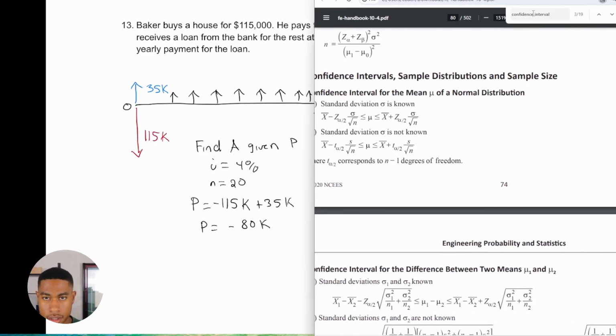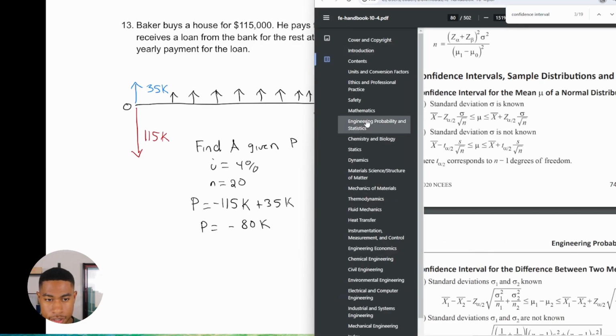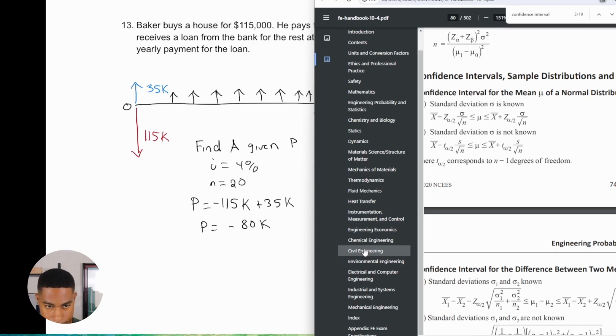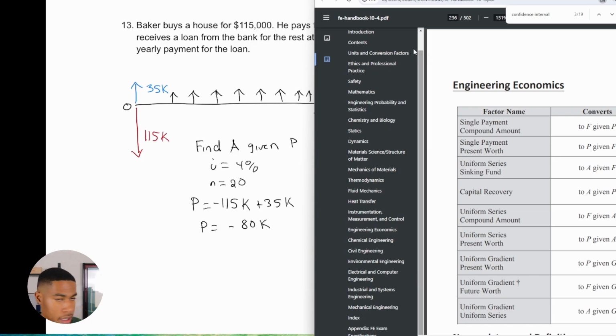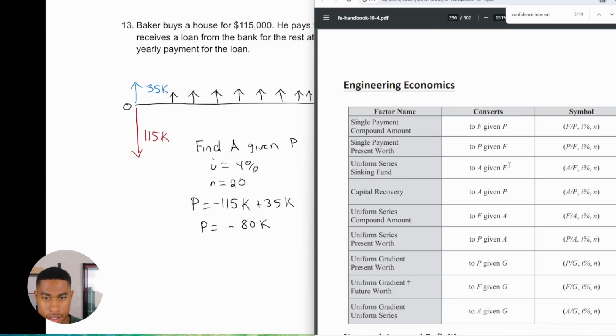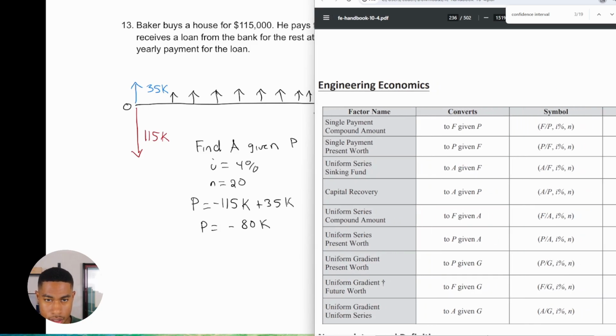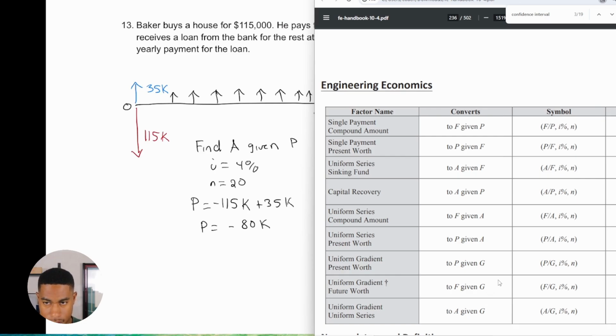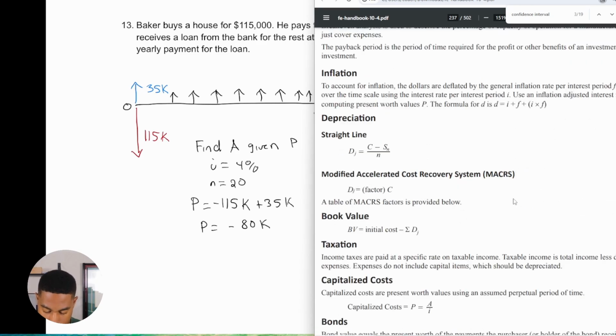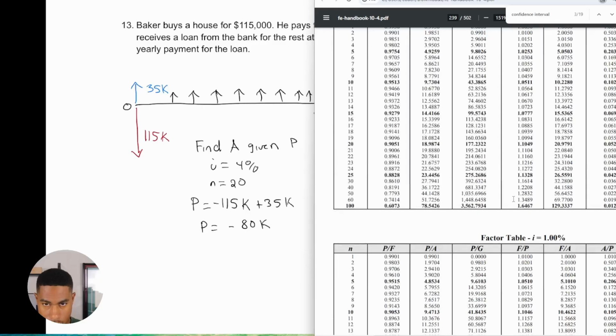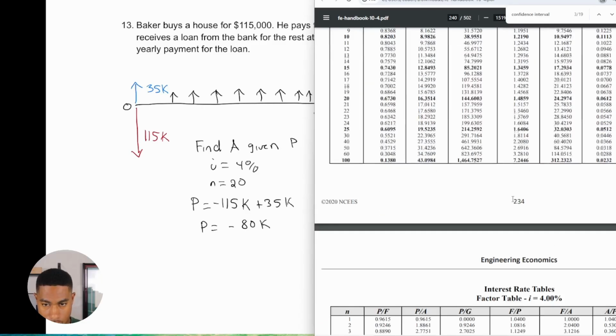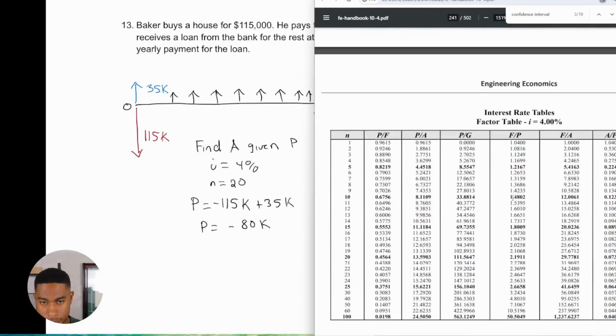So in the handbook, I would just go to the bookmarks section, go to engineering economics. It should be there. And then that puts us in the section that we need. So we could use factor tables to do this, or we could do this by hand. So I am going to see if we have factor tables for 4%. So we do have it for 4%.